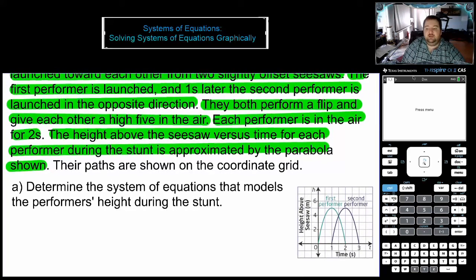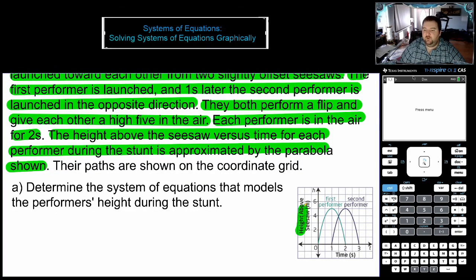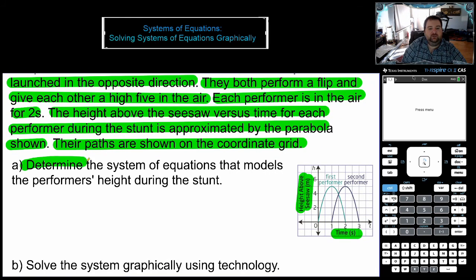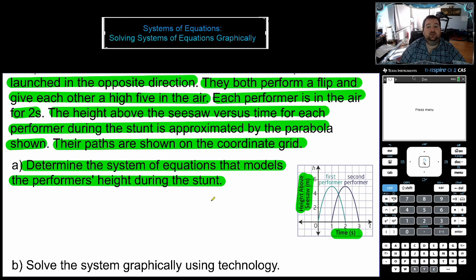So they've given us a parabola here where you have height above the seesaw on the y-axis and time on the x-axis. And we can see the first performer and the second performer doing their jumps, and they're intersecting somewhere where they're doing their high five, and the paths are being shown on that grid. Okay. So we're being asked to determine the system of equations that models the performer's height during the stunt. Let's give that a shot.